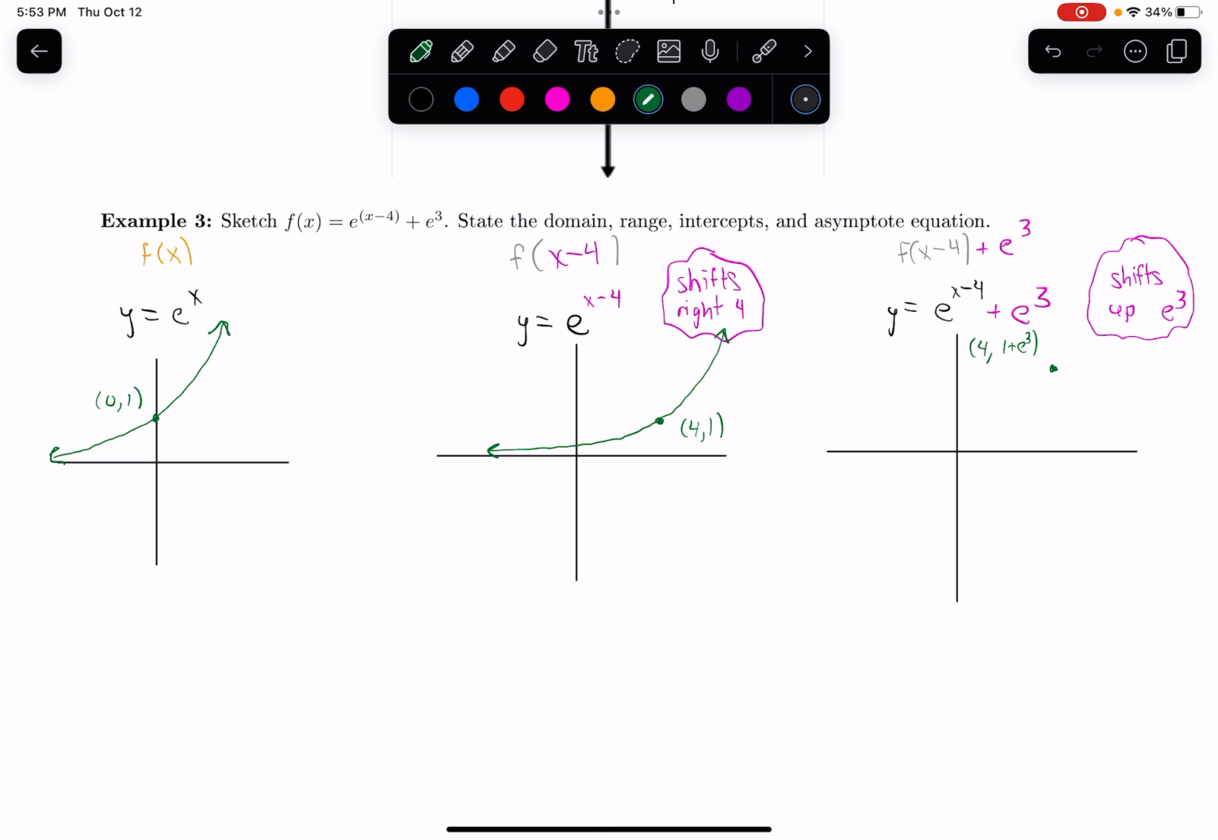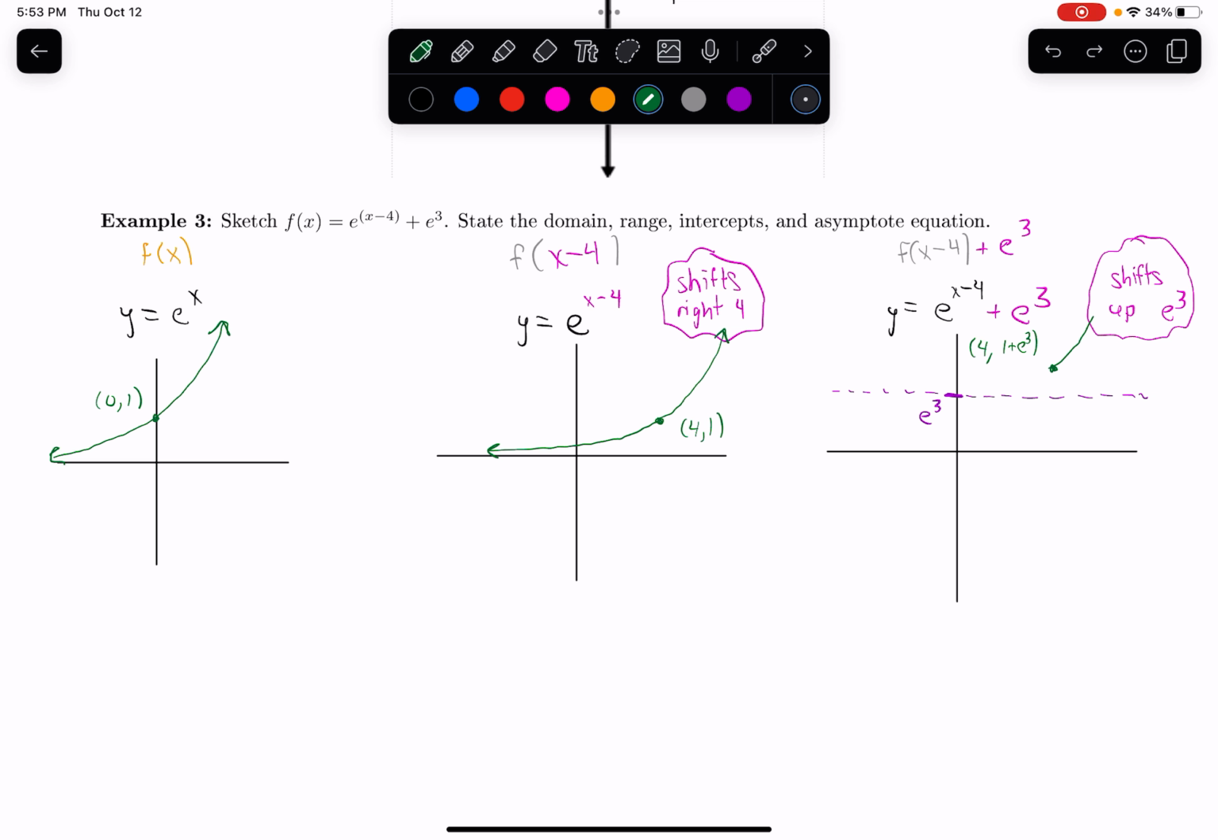And before I draw the shape of the graph, when I shift the whole thing up, that is also going to shift this horizontal asymptote. So let's draw the horizontal asymptote shifted up. That horizontal asymptote gets shifted up, and it used to go through 0, but now it's going through e to the 3 because the whole thing got shifted up by e to the 3. Okay. And now let me go ahead and draw the shape of the graph.